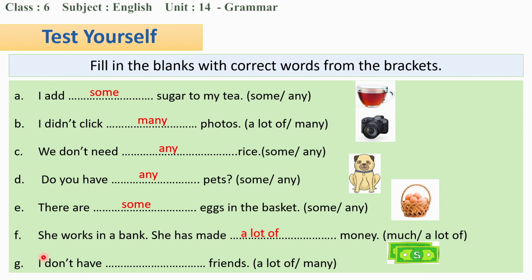Okay, so if you want to make money, you have to work in a bank. You have to be a cashier. Okay. All right. So next one. I don't have dot friends. Affirmative or negative? Negative. Good. So what have you used? Yes, many friends.